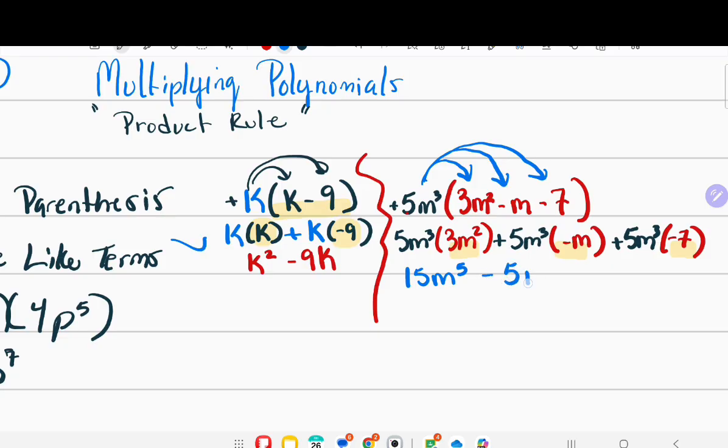Negative 5. You see us? 5 times negative 1 is negative 5. M and m to what? All right. And then 5 times negative 7 is negative what? 35. There you go. All right. Next. You can't never subtract.